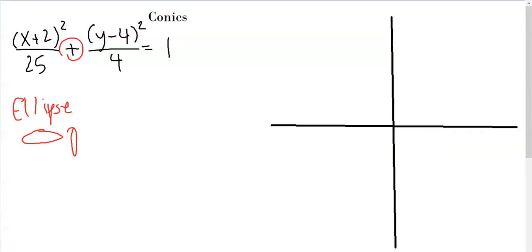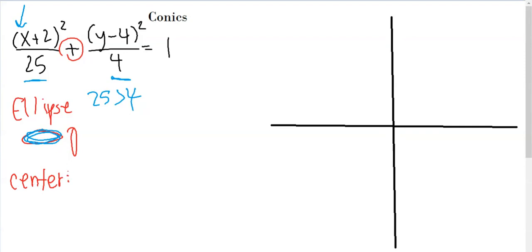The way that we identify that is by looking at the larger denominator. So here we have 25 and 4, and obviously 25 is greater than 4. So we can determine that this ellipse is going to be a horizontal ellipse, because 25 is the bigger denominator and it's under x. So now that we've established that it's going to be a horizontal ellipse, the next thing we're going to do is identify the center.